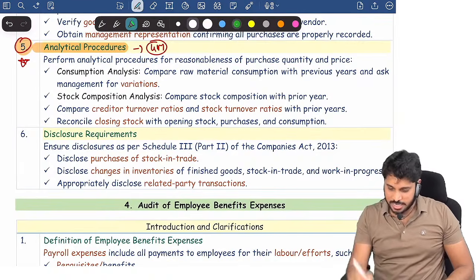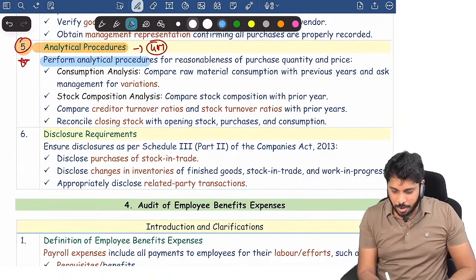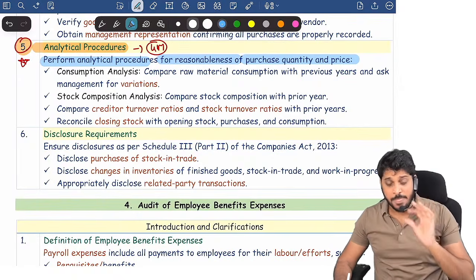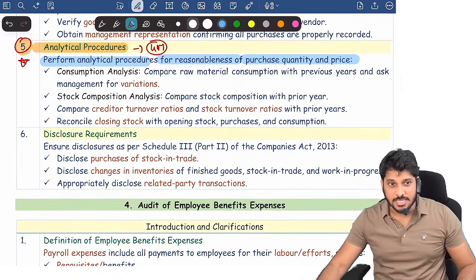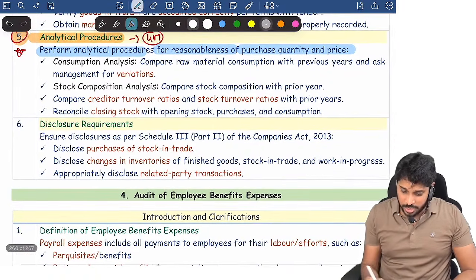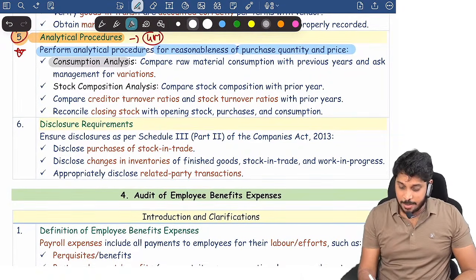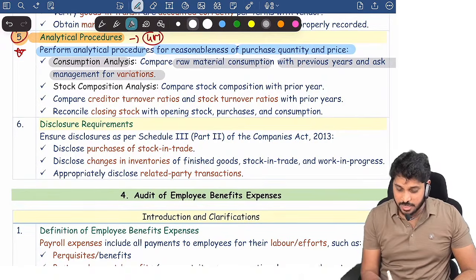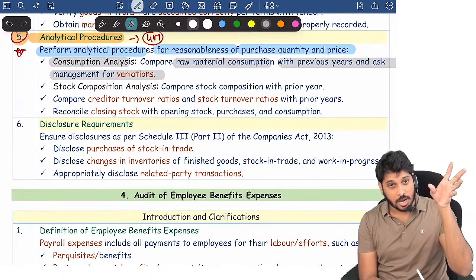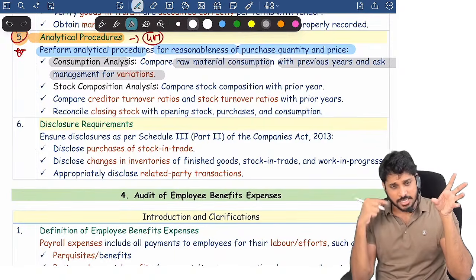Many times this was tested, guys. Analytical: perform analytical procedure for reasonableness of purchase quantity and price. Consumption analysis: compare raw material consumption with previous year and ask management for variation. How much raw material we consumed this year? How much raw material we consumed last year? Why this year is there a huge consumption?